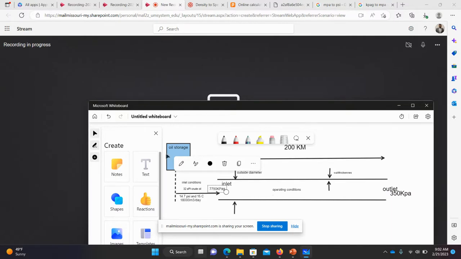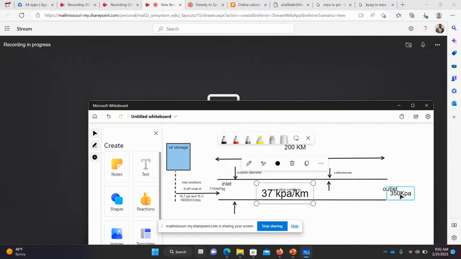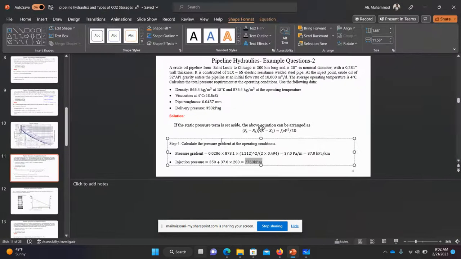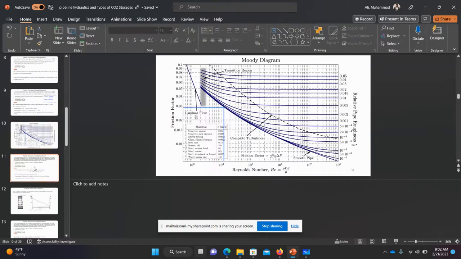37 kilopascal per kilometer. So there will be a pressure drop. Each kilometer, this pressure is dropping, and over time, once it reaches the outlet condition, it will end up with 350 kilopascals. So that's question number two in this one.